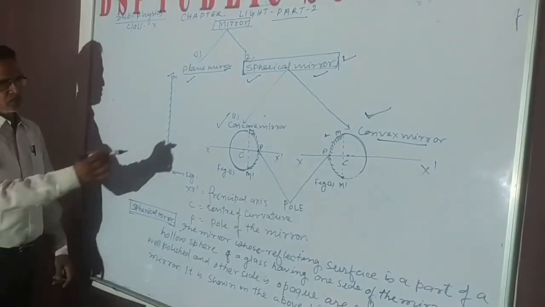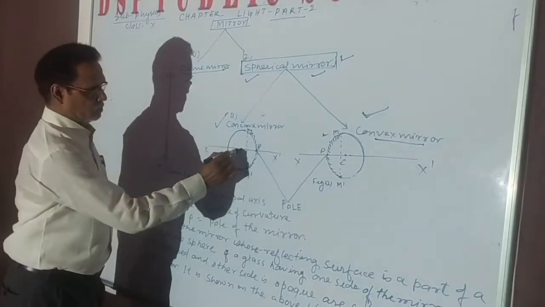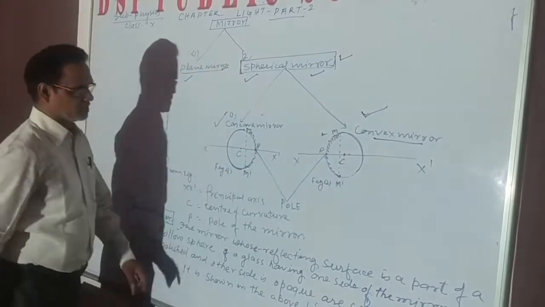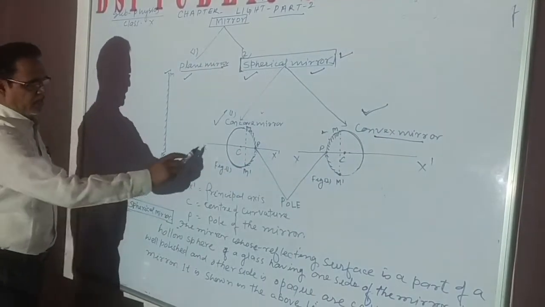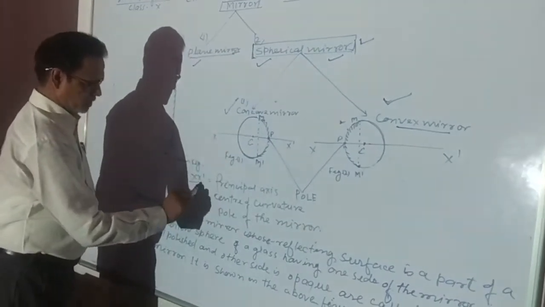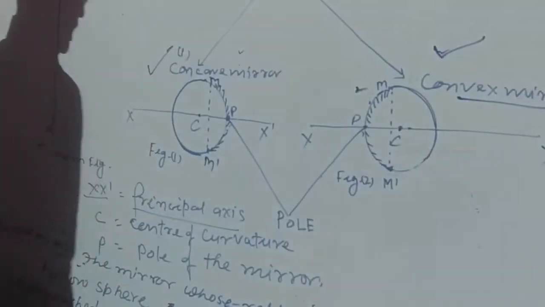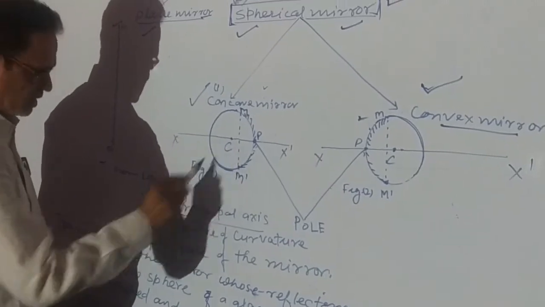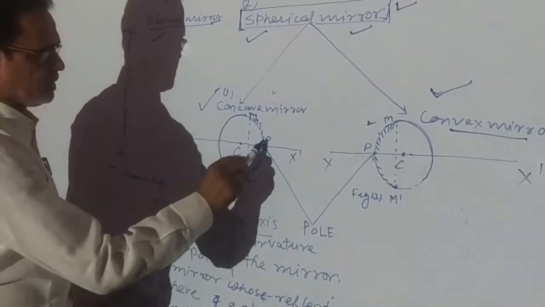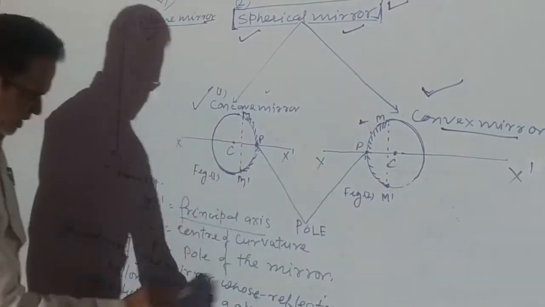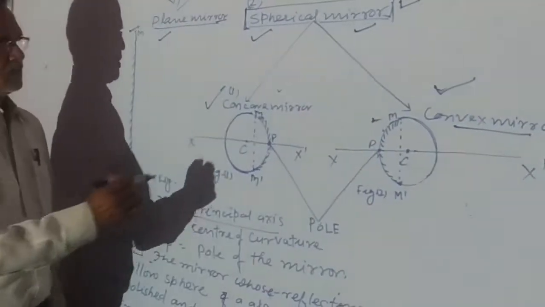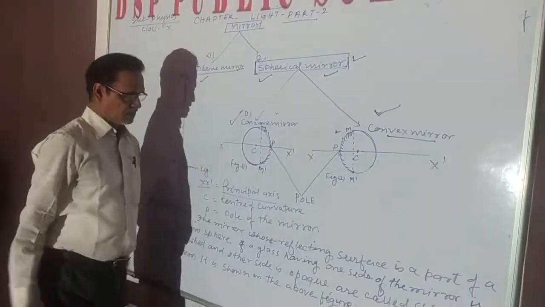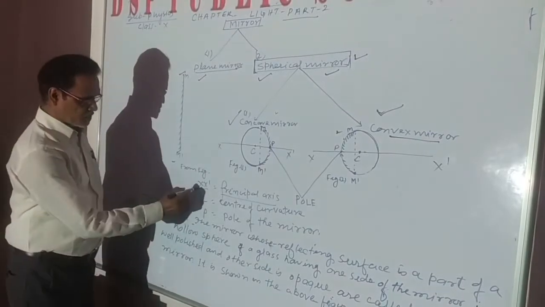Now, in this figure, you see some terms related with mirror. X dash, this is principal axis. C, this is the center of curvature. And P, this is the pole of the mirror. Let us know one by one each and everything. What is principal axis?